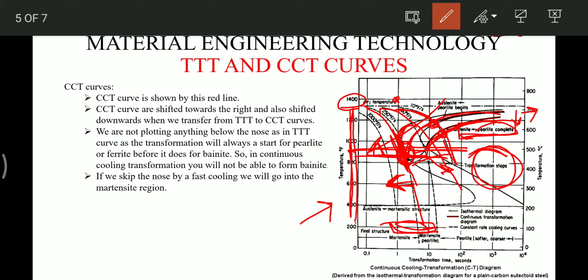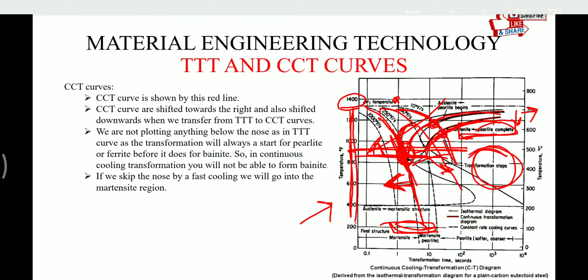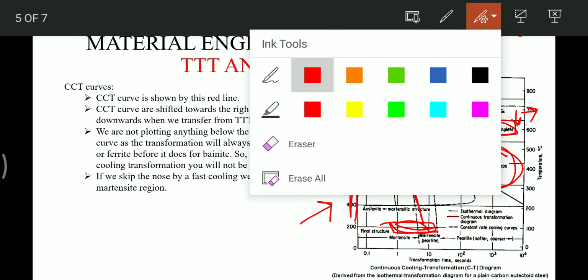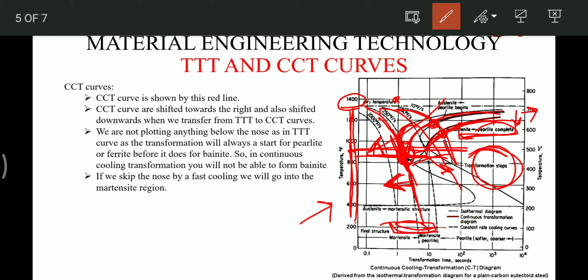So above this critical cooling curve, let me change the color and show you the critical cooling curve. Friends, this is the critical cooling curve. It is just touching the nose of this curve. So when the rate of cooling is above this critical cooling curve, only martensite structure will form, and below this curve only pearlite structure will form. In these CCT curves, formation of bainite structure will not take place.